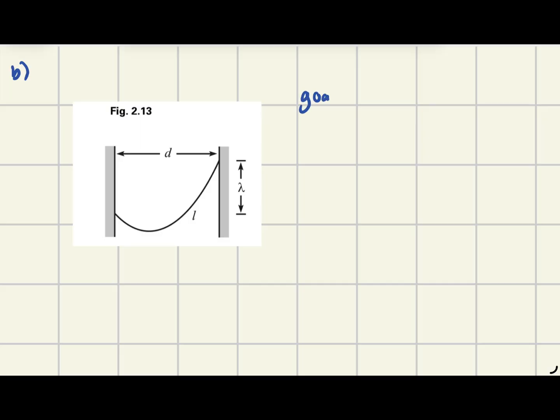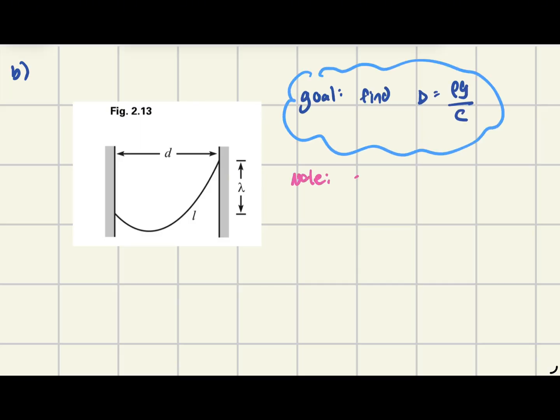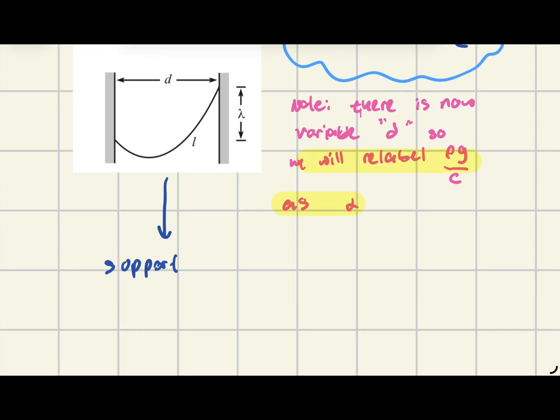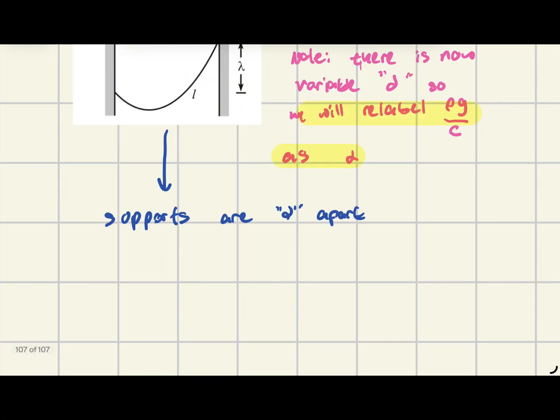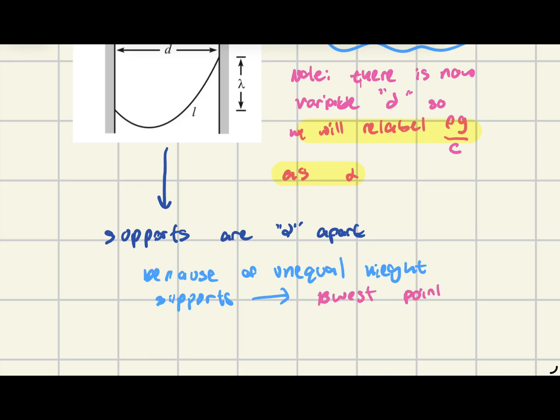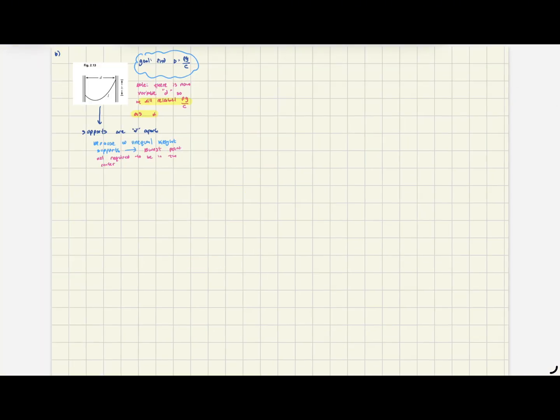So now we're going to build off of that and try to find our ρ g over c, or our d. As you can see in the figure, we have a d that separates the horizontal distance, and because of that, we're going to change our d, which equals ρ g over c, to just alpha. A big part of this is that you cannot assume that this system is symmetric. Even though we have a distance d apart, our difference in height makes it so that the lowest point is not required to be at the center.